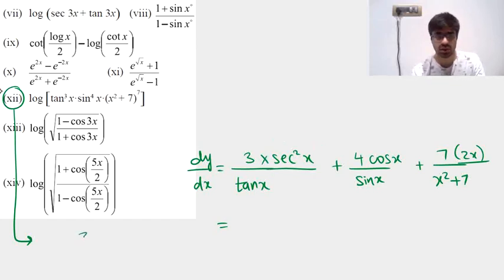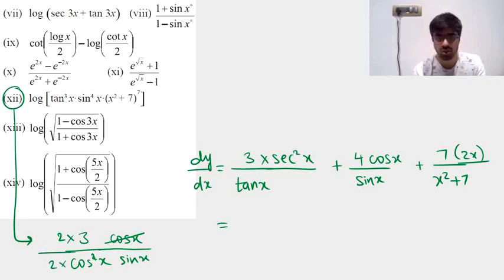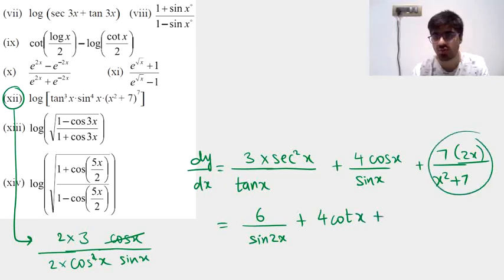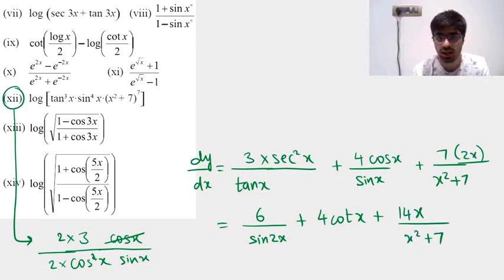So it's 3 upon cos square x. That tan x will be written as sin x upon cos x. Upon cos x goes up. So cos x and cos x get cancelled. Multiply with the 2 in the numerator and denominator. So you get 6 upon 2 sin x cos x, which is 6 upon sin 2x. Plus it's 4 cot x, plus it's 14x upon x square plus 7. And yeah, that's the final expression of dy by dx.